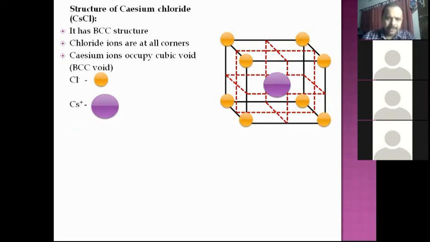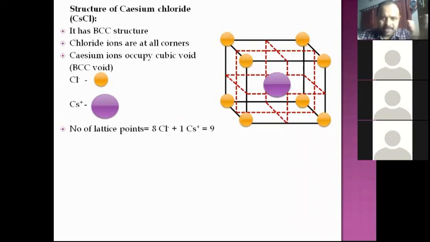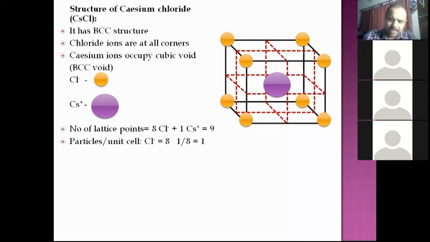Now some calculations pertaining to this. Since only a simple structure is there, calculations are also not as much as NaCl. Number of lattice points: 8 at the corner Cl minus, 1 at the body center cesium ion, so 8 plus 1, 9. Now particles per unit cell. For Cl minus, 8 at the corner, share 1 by 8, so 1 particle per unit cell. Though there are 8 Cl minus, it is like having 1 complete Cl minus in one BCC unit cell.